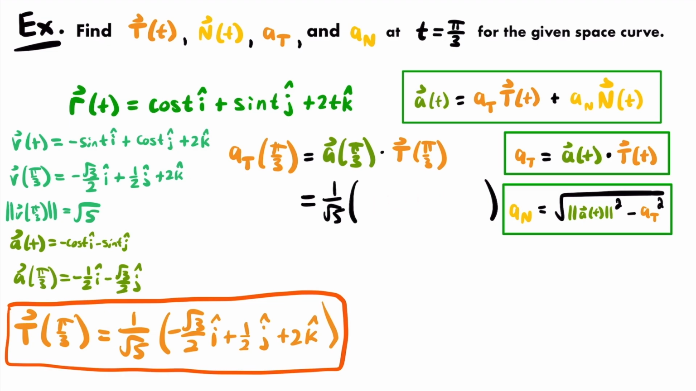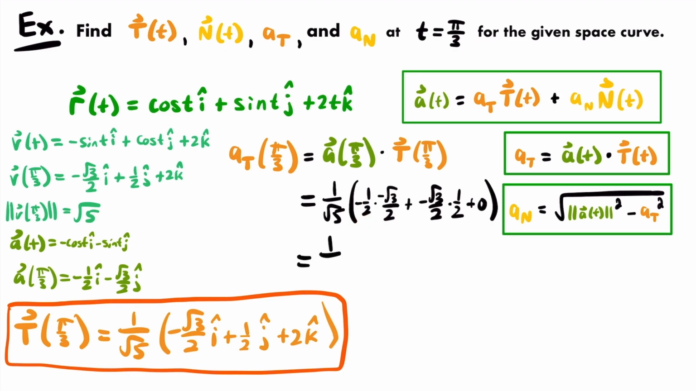Okay, but then for the dot product, we'll have negative 1/2 times the negative square root of 3 divided by 2, plus the product of the y components, negative square root of 3 divided by 2 times 1/2. And then for the z components, there is none for the acceleration vector, so it's 0 times 2, which is 0. So we have plus 0. All right, now simplifying, those two negatives would cancel out, so we'll have the square root of 3 divided by 4, because 2 times 2 is 4.